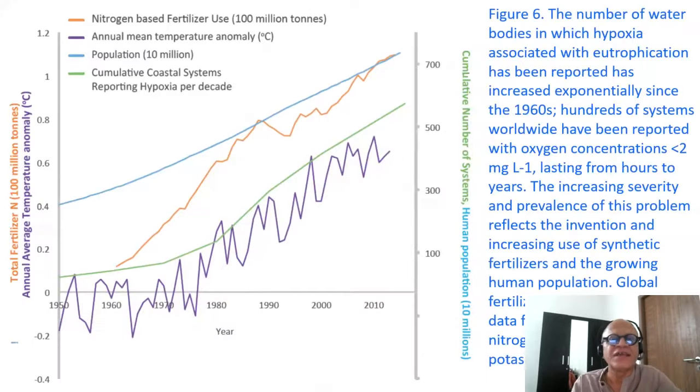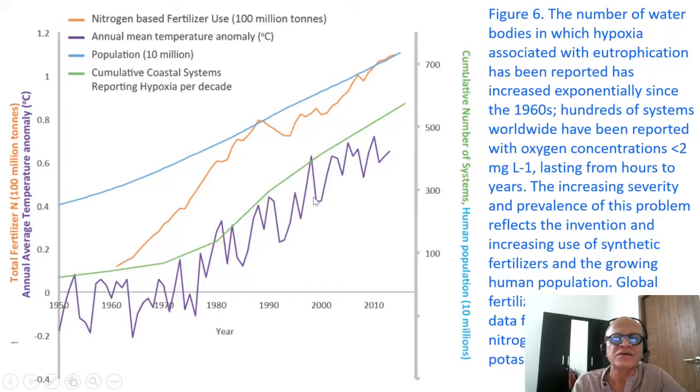So this is now a combined operation of nitrogen fertilizers on land, global warming because of greenhouse gases, and so on. If you look at this in another way, total fertilizer nitrogen in hundreds of millions of tons, and annual average temperature anomaly, you can see here population growth since the 1950s, nitrogen fertilizer use in 100 million tons, and cumulative coastal systems reporting hypoxia per decade. And this is the annual mean temperature anomaly.